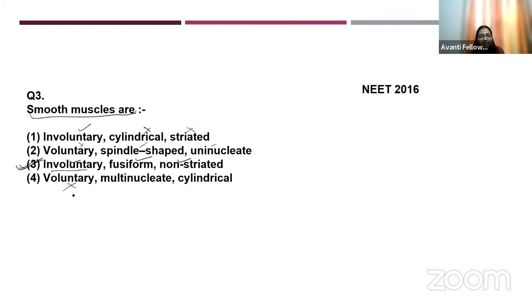Option 4 says they are voluntary, no, they are involuntary. Multinucleate, no, they are uninucleate. Cylindrical, no, they are fusiform. I hope it is clear to everyone why the correct option is option number 3.